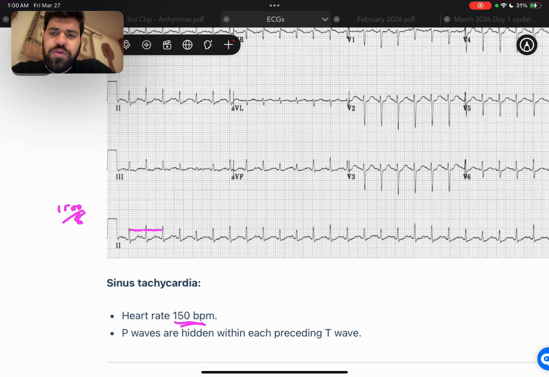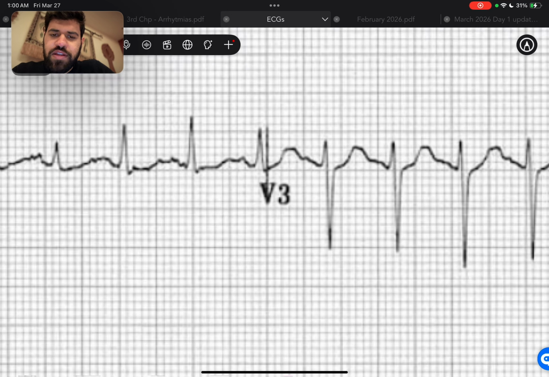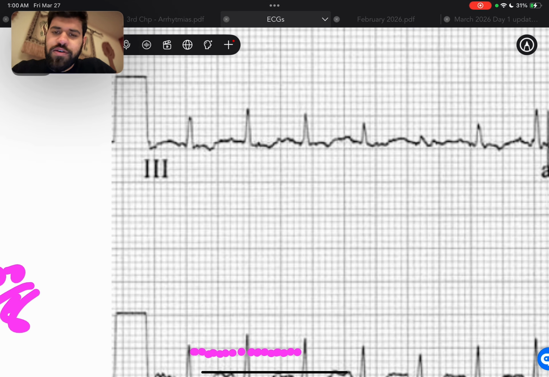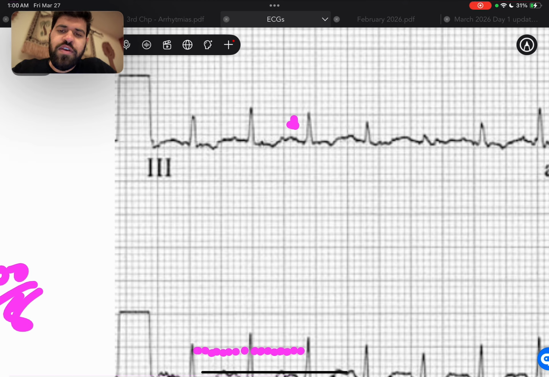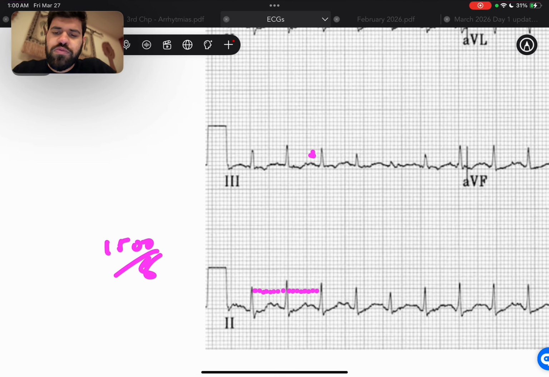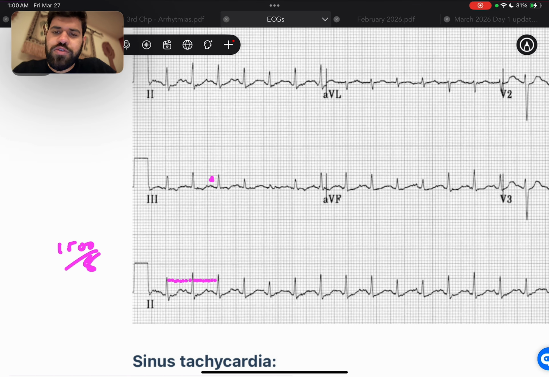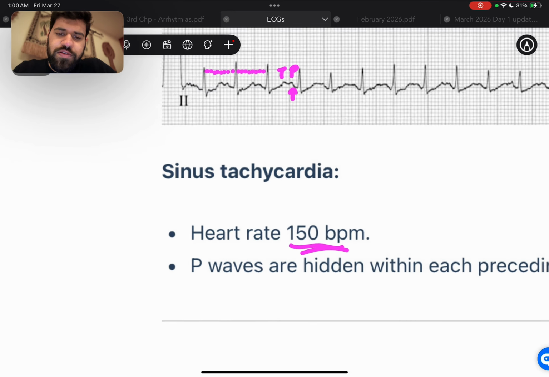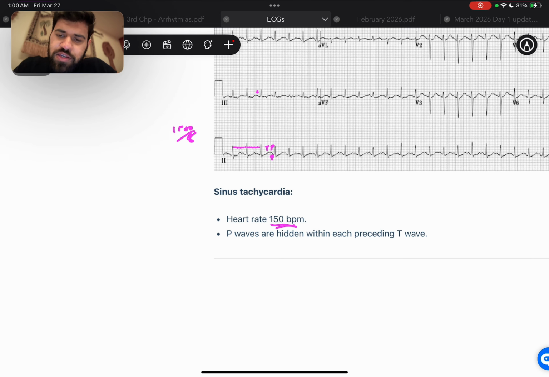And you can see that the QRS complexes are very narrow. All right. But in this particular ECG, we always see a P wave before the QRS complex. All right, here again P wave, then this is T, this is P, then we have QRS. All right, excellent. Then P waves are hidden within each preceding T wave. In this one, it's still clear.